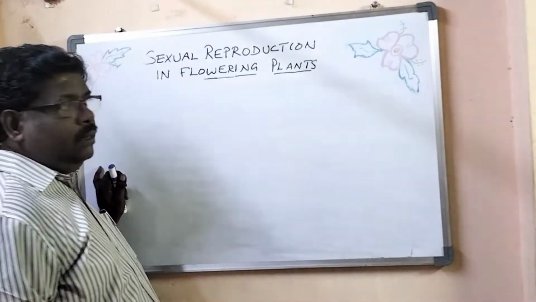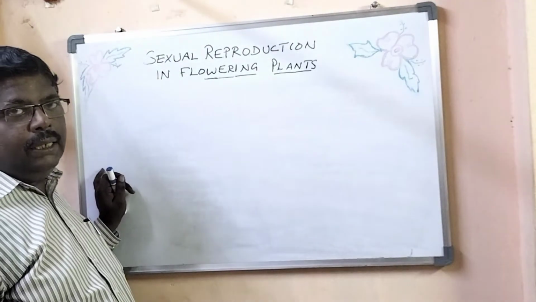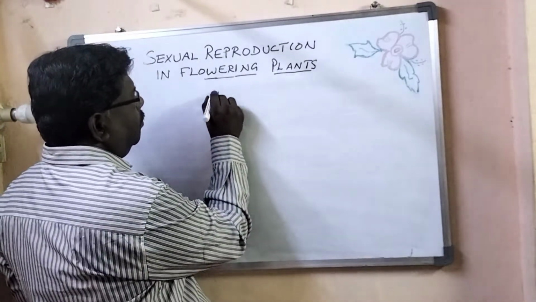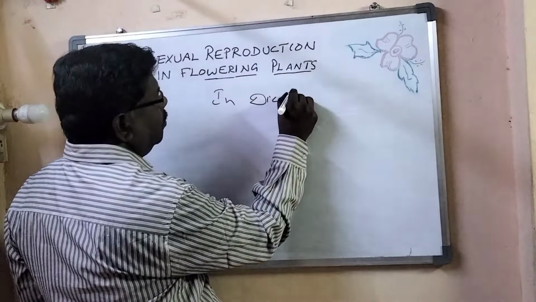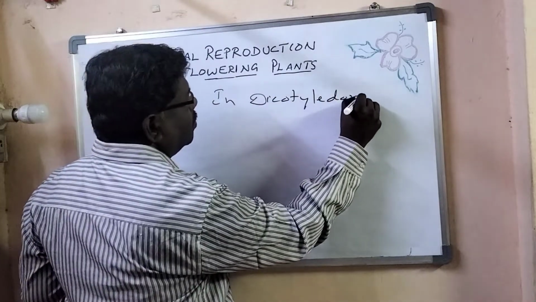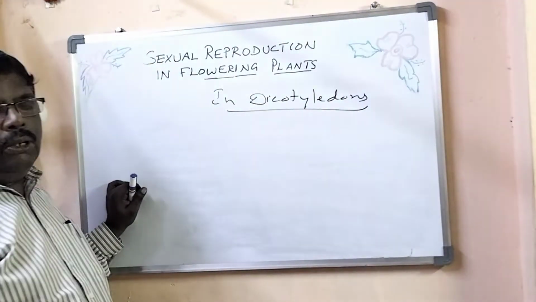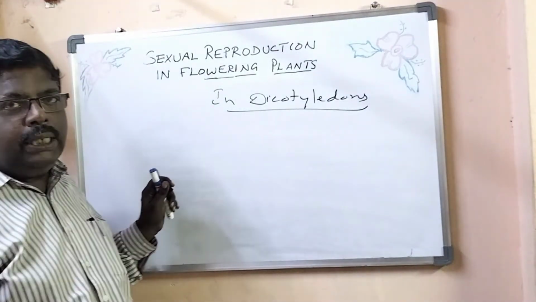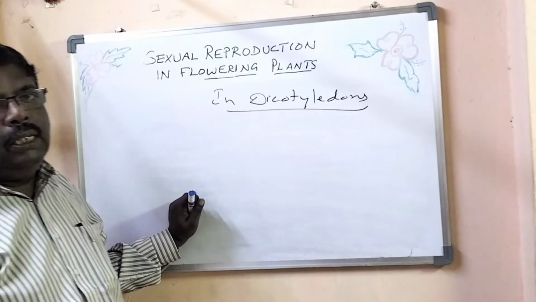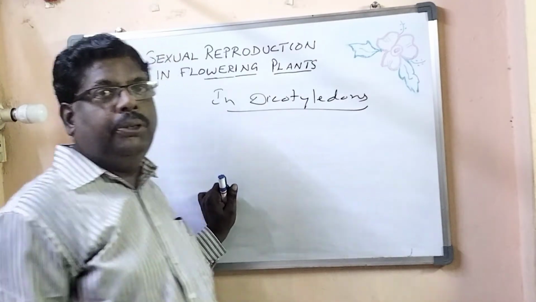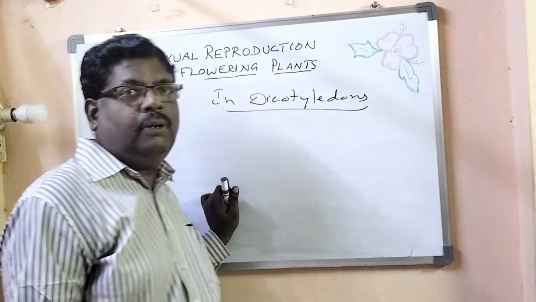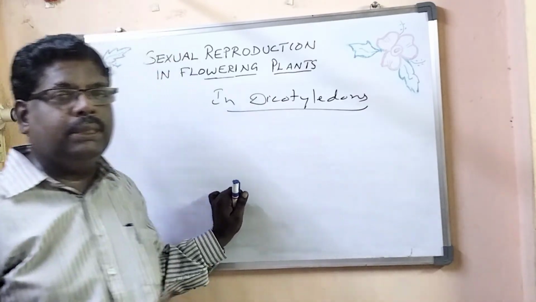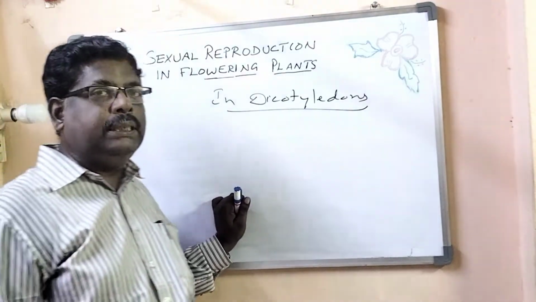Now we'll see how that embryo is there in dicotyledons and monocotyledons. In dicotyledons, as the name tells you, it has two cotyledons. Cotyledons means seed leaves. These seed leaves will be present till true leaves are formed. Once true leaves are formed, they will undergo photosynthesis. Till then these cotyledons will support the plant.